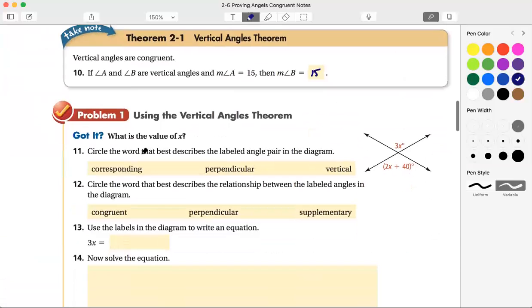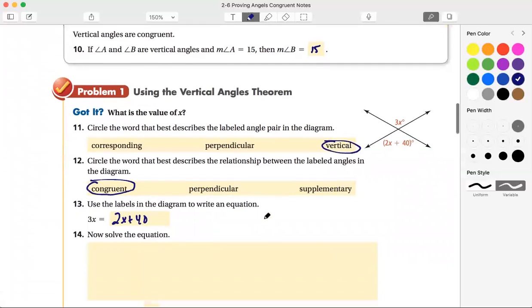Okay, so circle the word that best describes this angle pair in a diagram. So what is 3x and 2x plus 5? These are vertical angles. Okay, circle the word that best describes the relationship. Vertical angles are congruent. All right, so 3x then must equal 2x plus 40.